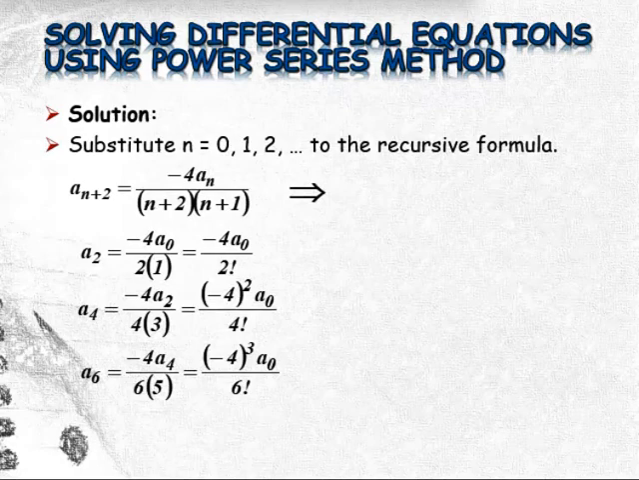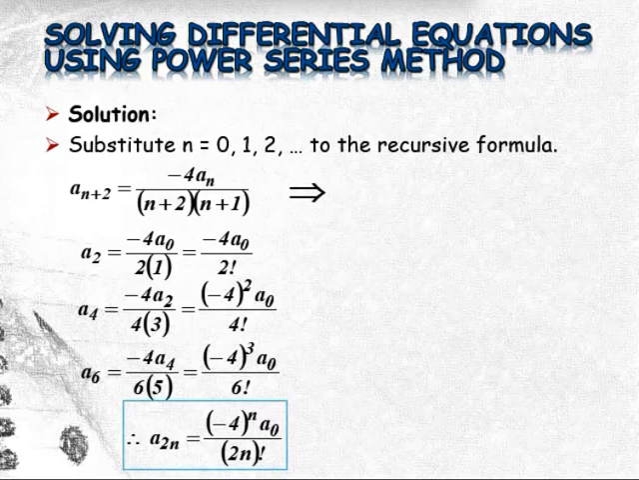By inspection, with even subscripts, you end up with even factorial expressions. So, we now conclude that a sub 2n is equal to negative 4 raised to n times a sub 0 over 2n factorial. Now, let us go to the odd expression. So, a sub 3 is equal to negative 4 a sub 1 over 3 times 2, or negative 4 times a sub 1 over 3 factorial.